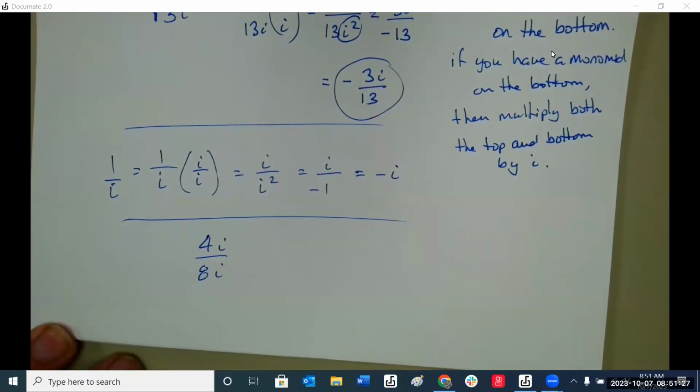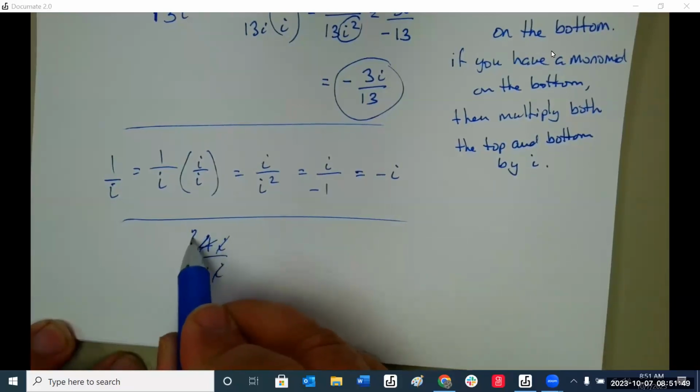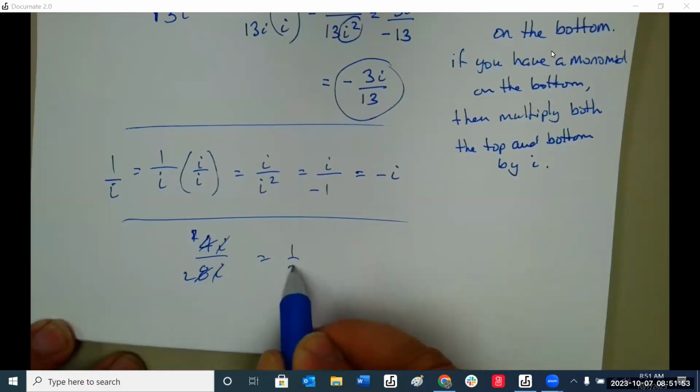What if we had I on top and bottom? I knew you were going to say that. Can we cancel out the I's? I know, because your mind was thinking, okay, I gotta multiply that. No, if you just have I's, single monomials, top and bottom, cancel out the I's. And then we can simplify. This equals 1/2.